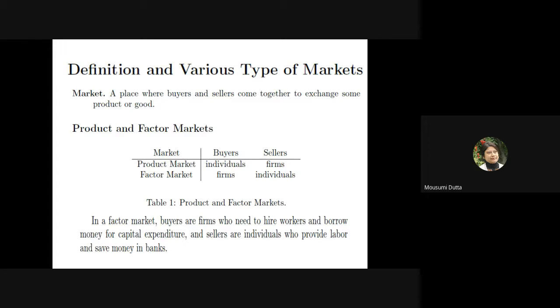Okay, somebody wanted to have some examples. Are you understanding? Yeah, ma'am, I'm trying, ma'am. About the factor market, it's a bit confusing for me. Okay, listen to me.